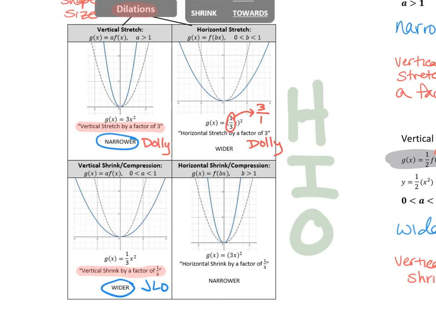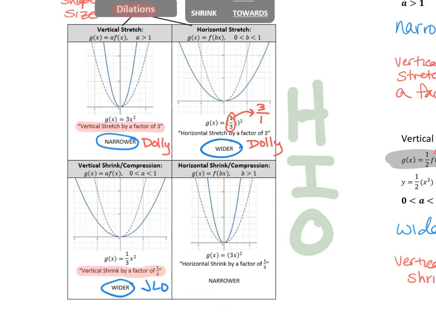Dolly numbers are always my stretches. But since this is horizontal, it's going to be the opposite looking graph. This is no longer going to look narrower for a stretch. It's actually going to look wider. But dolly numbers give me a stretch. It's just all the opposites, because horizontal is inside the parentheses, the opposite of everything.